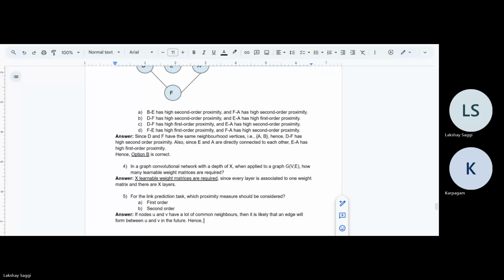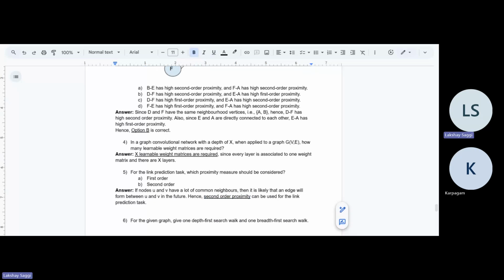Hence, second order proximity can be used for link prediction task. So yeah, so second order proximity is correct.